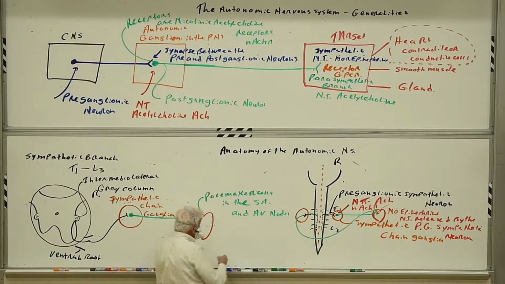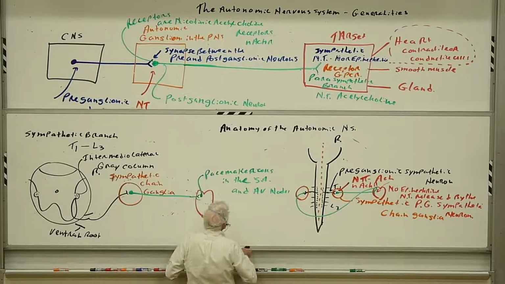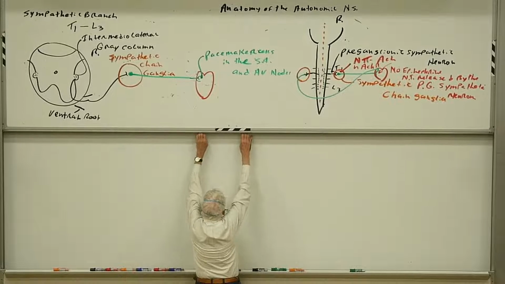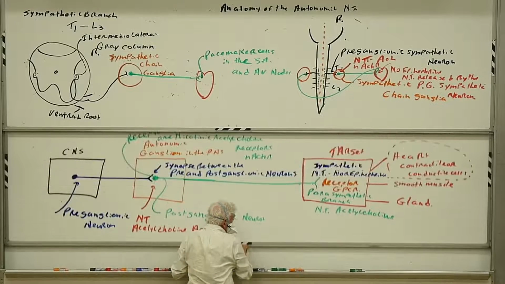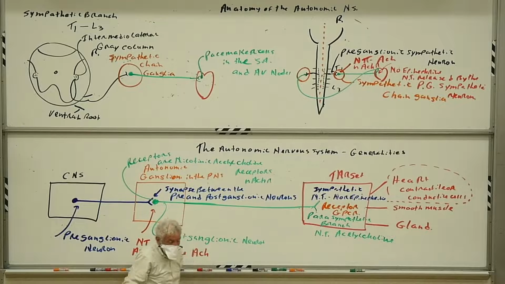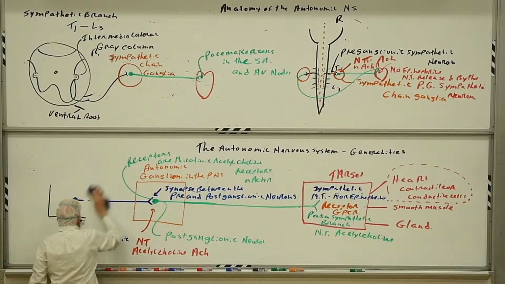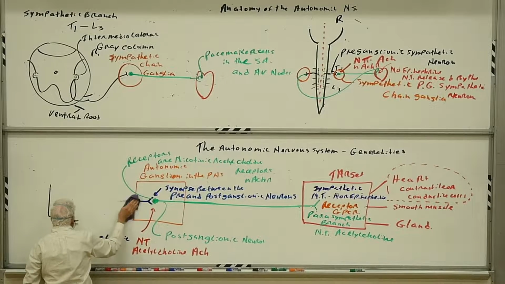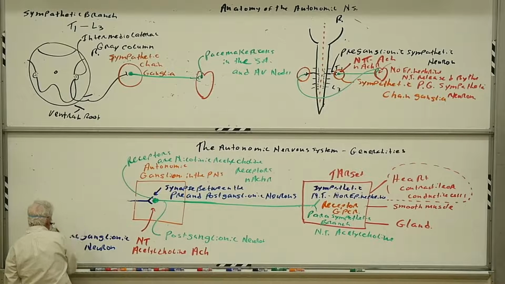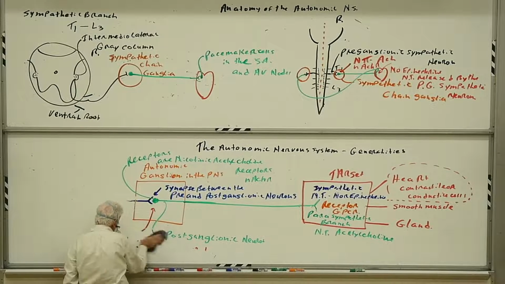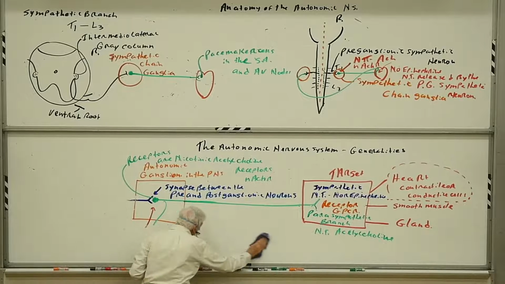Well, let's now go back up to the upper board, and we'll pretty much do the same thing. But now we're going to talk about the parasympathetics. And one of the things to hold on to here is the difference in the CNS location. For the sympathetic branch, the CNS location is always the spinal cord. Always, always, always. For the parasympathetic branch, the central nervous system location is always the brainstem.